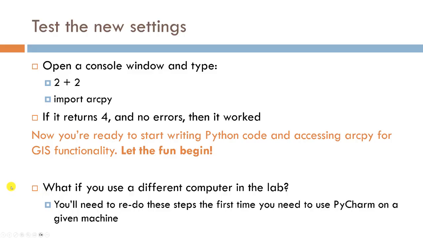So last thing to mention here, what if you use a different computer in the lab? The setup we just did is per computer, per user. So if you move to a different machine, you'll have to redo these steps to set up the interpreter on the new machine. So if you're in the computer lab, it definitely makes sense to try to sit in the same spot every time, or just know how to set up your interpreter, make note of where it is in Canvas, and you'll get some good practice if you move around a lot.